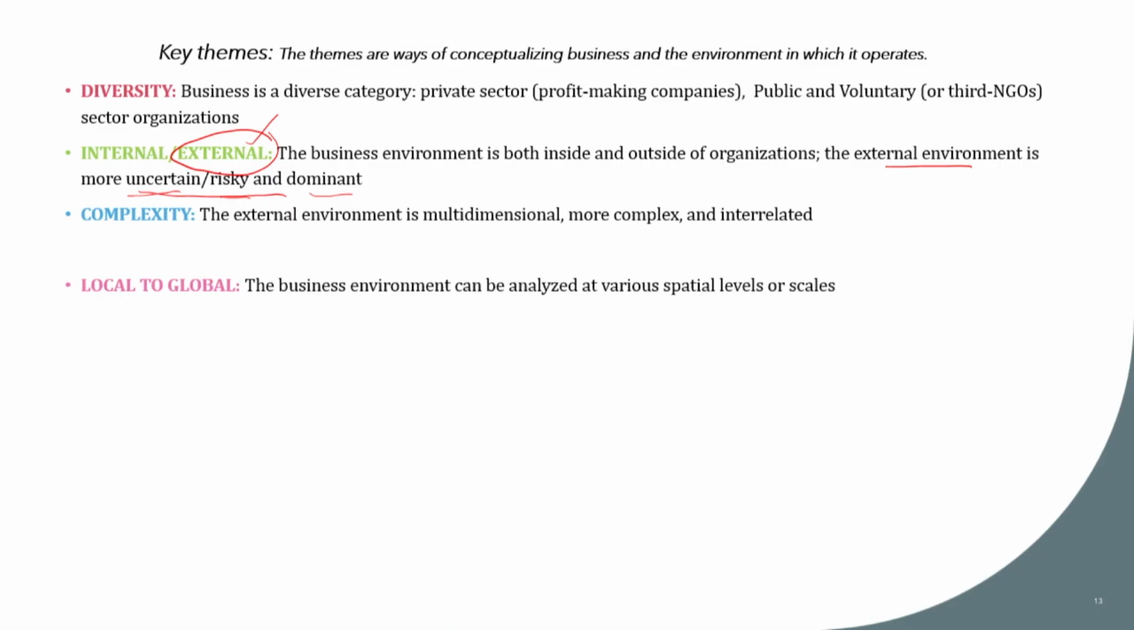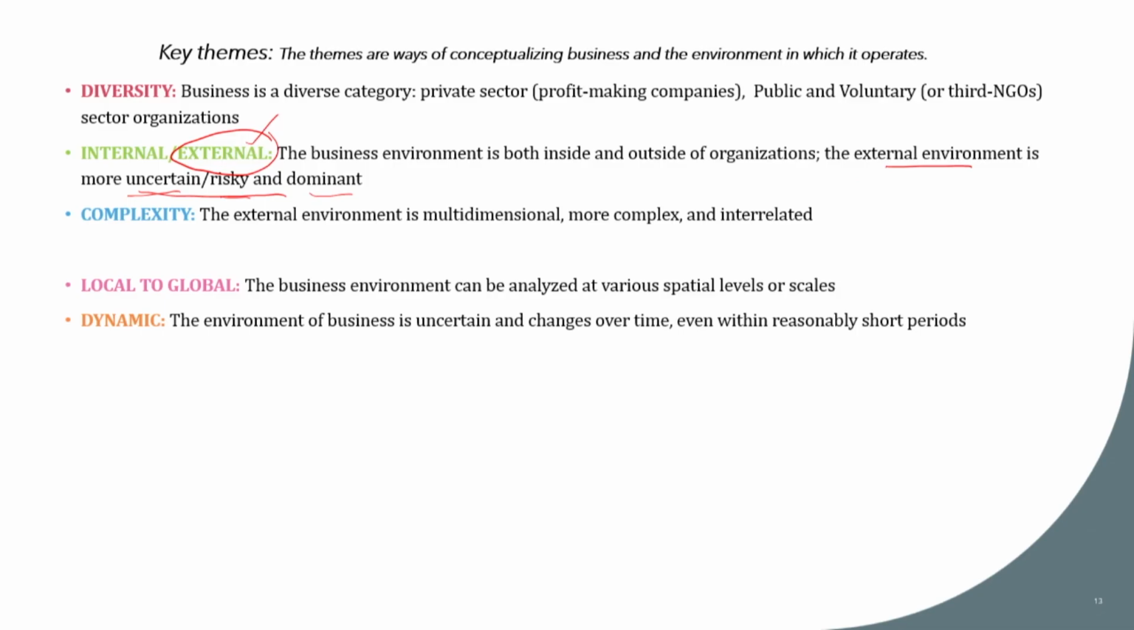Then local to global. Business environment can be analyzed at various spatial levels or scales. Maybe we can start by thinking about a small local area, then the state level, national level, and then regions, Asia, Europe, America, etc. In that way we can also see globally some of the issues that are going to affect your business. That also we can discuss. And then they are dynamic. The environment of business is uncertain and changes over time, even within reasonably short periods.